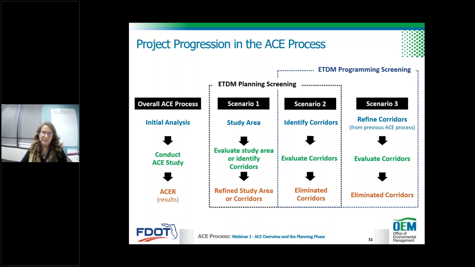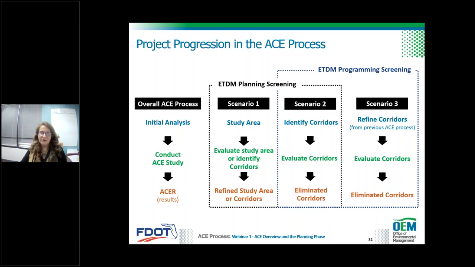So let's walk through an example of scenario 1. In this case, the ACE study can be used to identify and refine the study area. So the district can choose to use this approach to work with agency partners to identify areas to avoid. At the end of the ACE study, while you might not have initial corridors, the study area is refined based on that interaction and feedback with ETAT. And then at the end, this upfront work might help avoid potential dispute resolutions in the future.